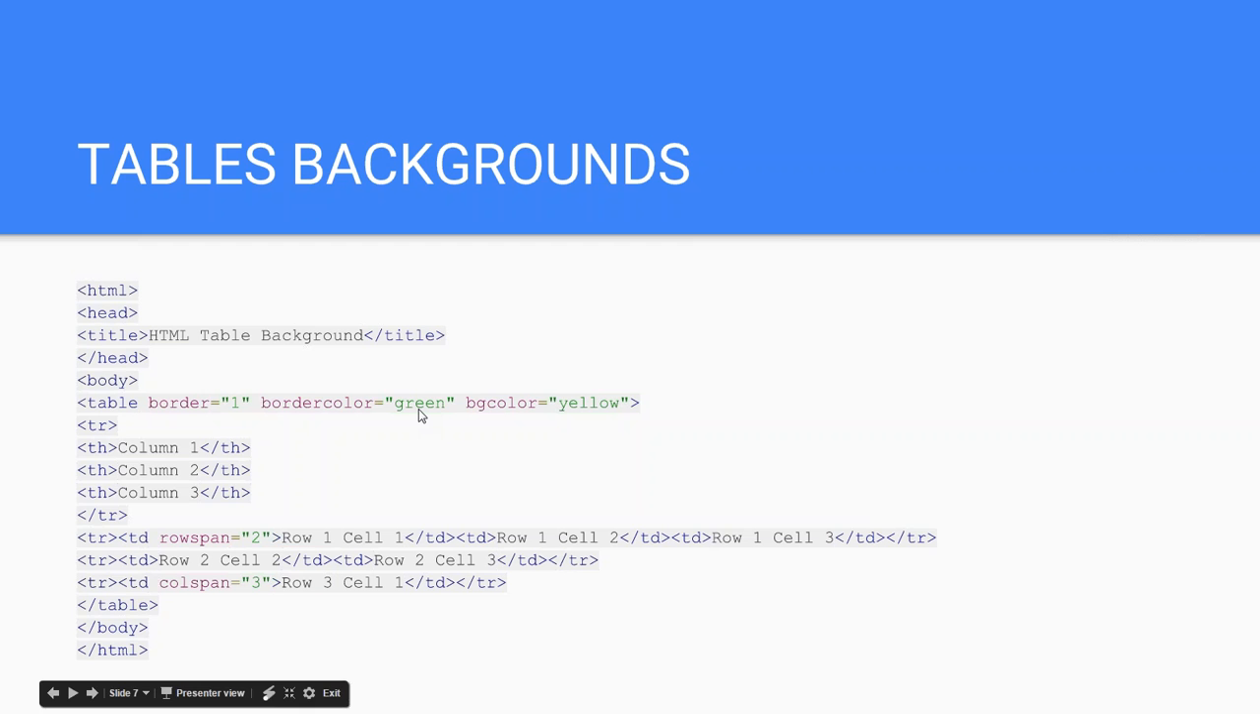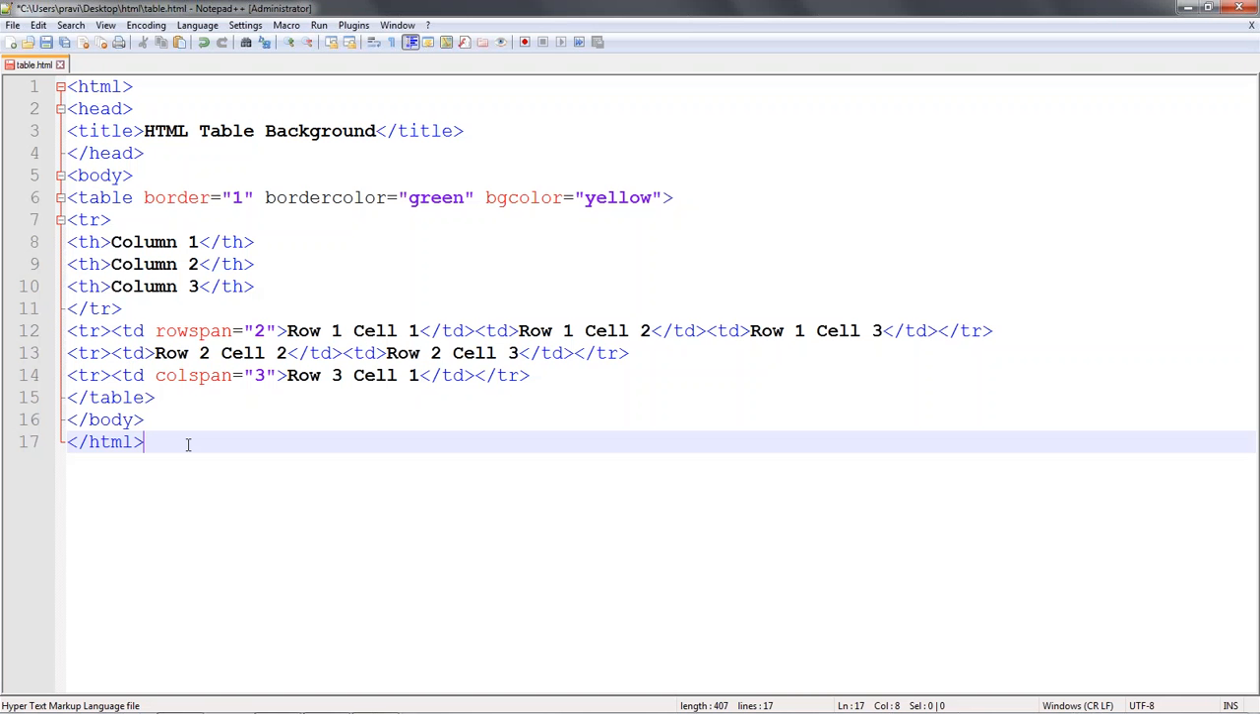So we are using a BG color attribute here, that is yellow, and we are giving a color to the border, that is green. Let's try this program. So this is the code.